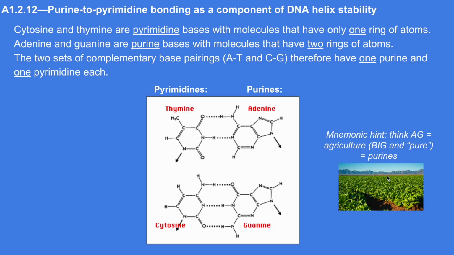So what I do is I just picture a big, beautiful field of agriculture. And I just think, oh, it's so big and it's so pure. It's all this photosynthesis happening, taking all this CO2 out of the atmosphere. And then I think agriculture starts with AG. Those are my purines. They're so pure, AG, and they're so big. They're the ones that have double rings. So hopefully that one works for you.